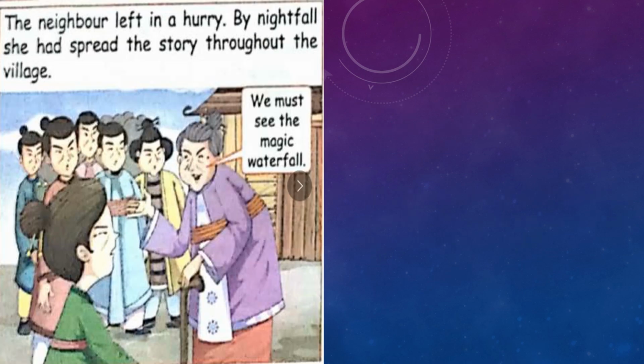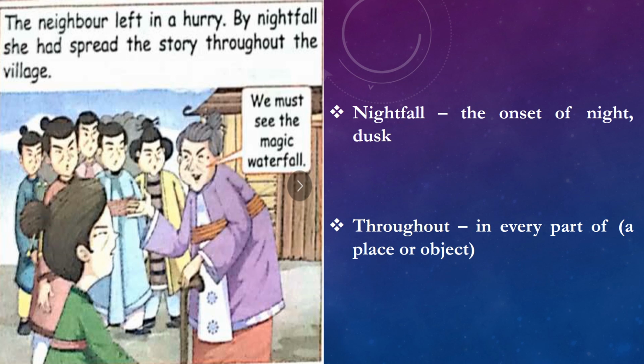So the neighbor left in a hurry. So the neighbor left from there in a great hurry, as she wanted to reveal that particular news in front of all the people. So by nightfall, she had spread the story throughout the village. What is nightfall? Nightfall is the time when the sun sets. Okay, so it is also called the dusk time. So by nightfall, she had spread the story throughout the village. Throughout means in every part. Okay, so she had spread the story everywhere.